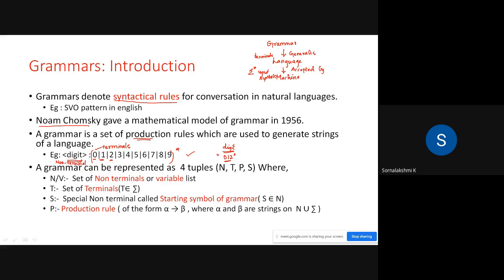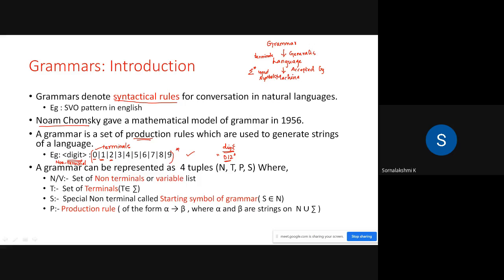So I use the rules, I use the symbols, and I have to create or generate strings. So the set of all possible strings that could be generated following these rules is called a language. This set of all possible strings that could be generated is called a language.